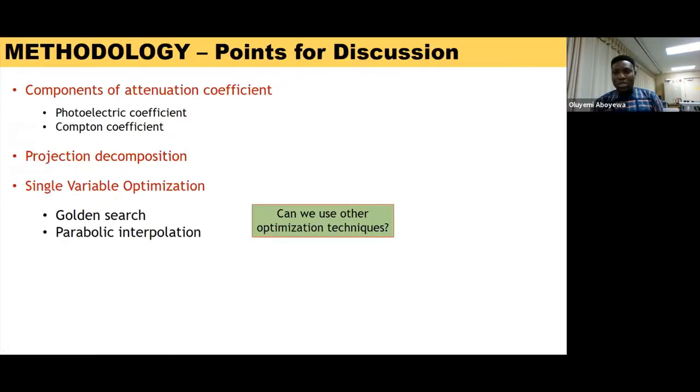Moving on to the methodology of the paper. The methodology there is looking at explaining what the component of the linear attenuation coefficient is. And then it went on to build a theory for the projection decomposition and then describe two methods that he uses to do the optimization.